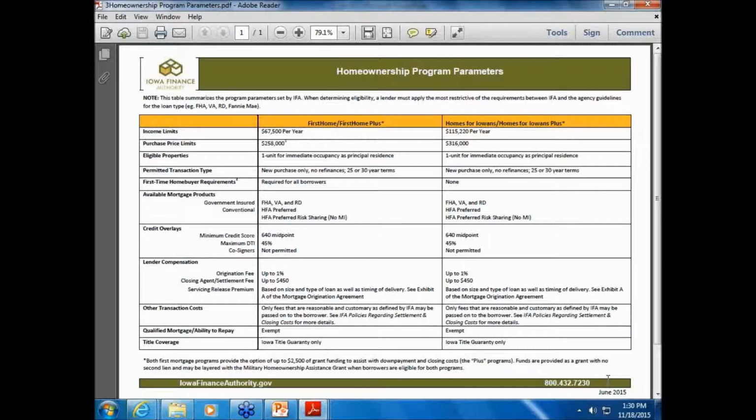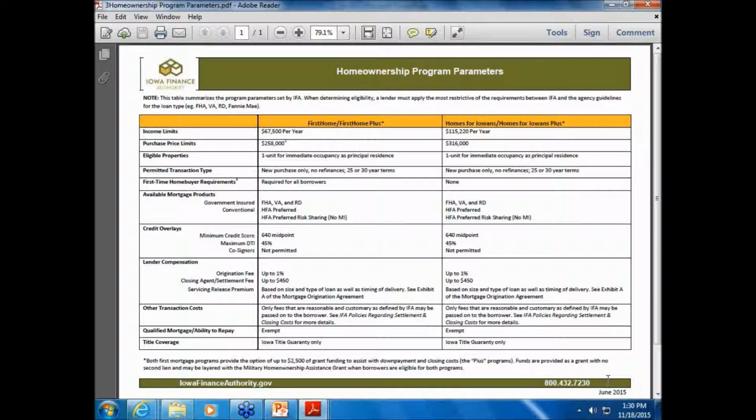The types of mortgage products, again, as I mentioned, they all need to be secondary market eligible, so they either have to be government insured, and then our programs there that we allow are FHA, VA, and RD, and then conventional, and we only have two options for conventional. One is HFA preferred, and then HFA preferred risk sharing, which is a no MI product. And those are the only two conventional options that are available, but we really think they are the best option from among those that are suited to our target market.